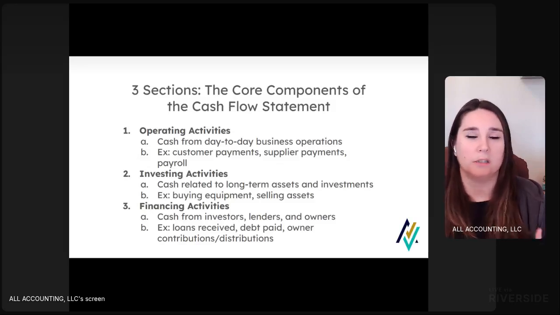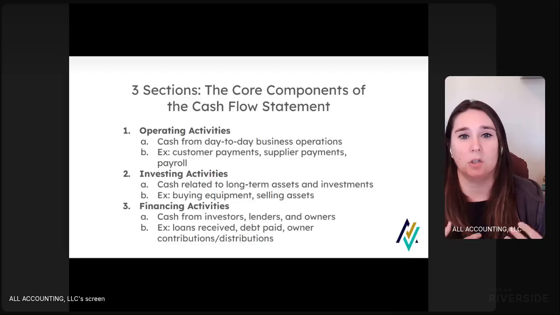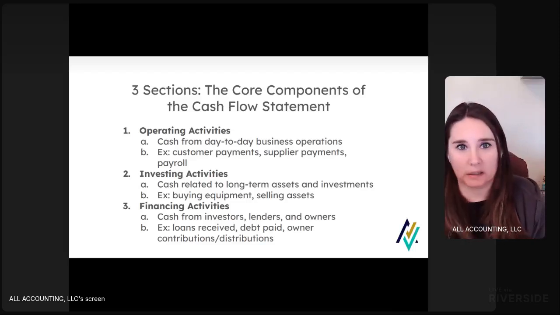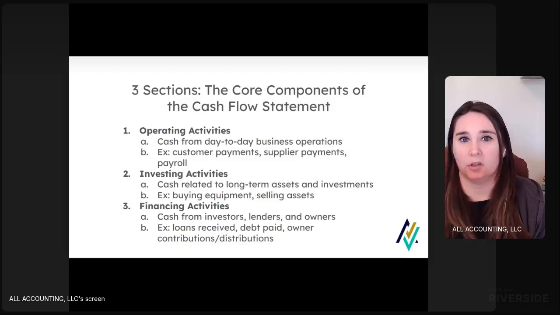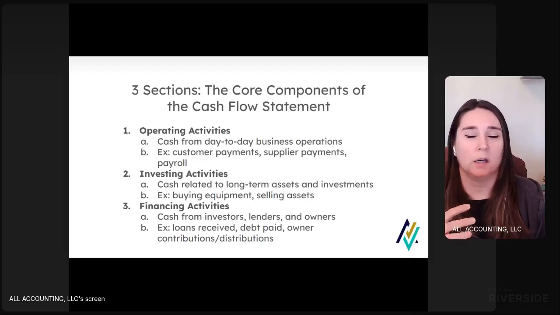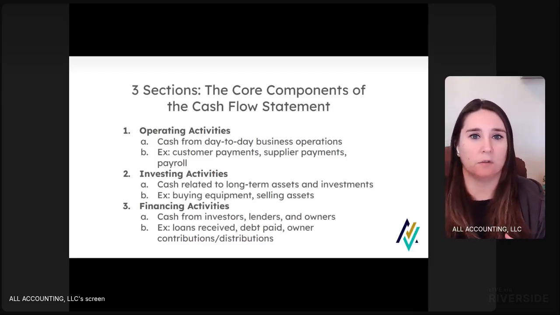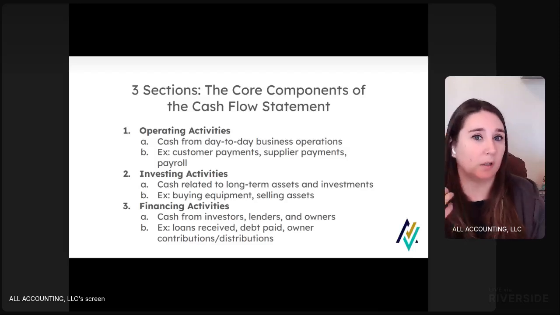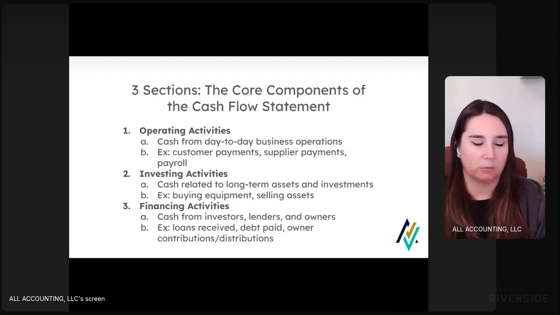There are three different sections within the cash flow statement, and these include your operating activities, your investing activities, and your financing activities. So what are those? Operating activities are your day-to-day transactions. A lot of this is what shows up on your income statement: the revenue that you've received from clients, the actual cash you've received, taking the differences between what the invoice says and what cash you've actually received, because there may be small discrepancies.